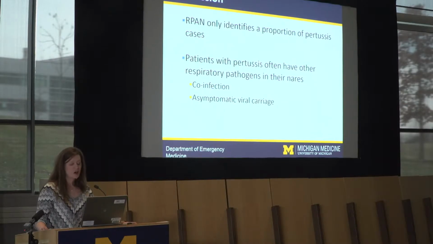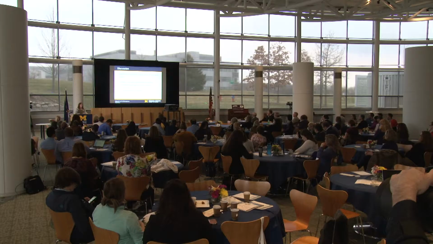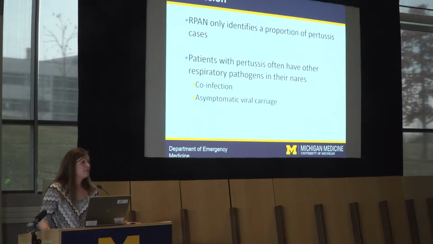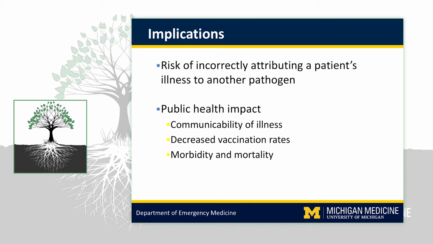As we saw, the RPAN only identifies a proportion of pertussis infections, and in this cohort, RPAN really did no better than a coin flip. Furthermore, the presence of other pathogens cannot be used to exclude pertussis, and there was no statistically significant difference in the rate of additional pathogen detection between those RPAN positive and RPAN negative pertussis groups. Those additional infections might represent co-infection, and they might represent asymptomatic viral carriage, but it's impossible to differentiate between those two. Therefore, if RPAN is used for pertussis diagnosis rather than dedicated pertussis PCR, there's a risk of incorrectly attributing a patient's illness to another pathogen.